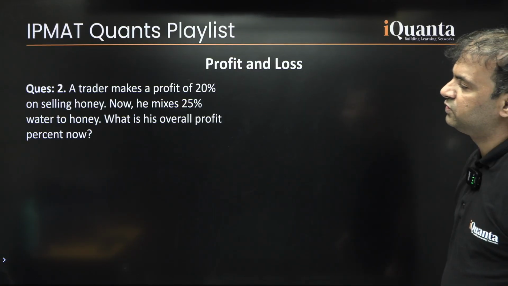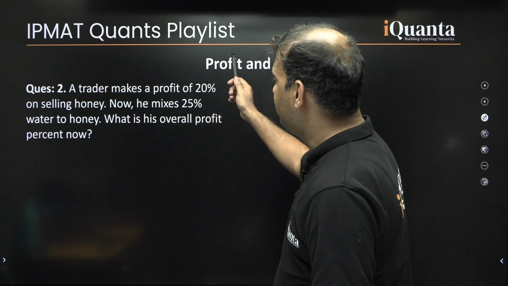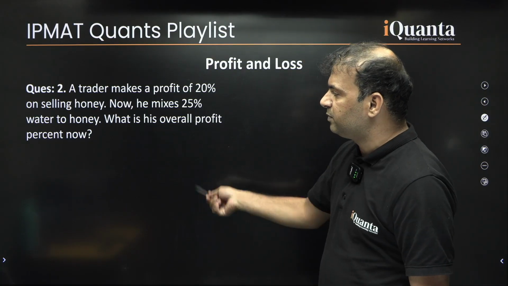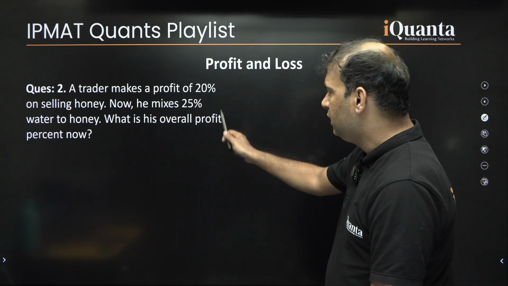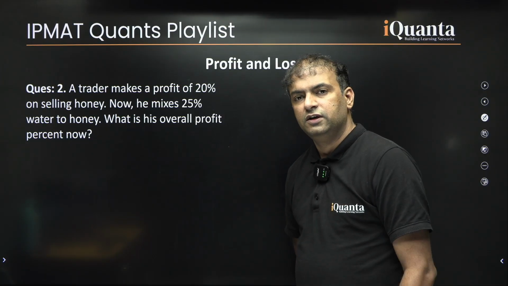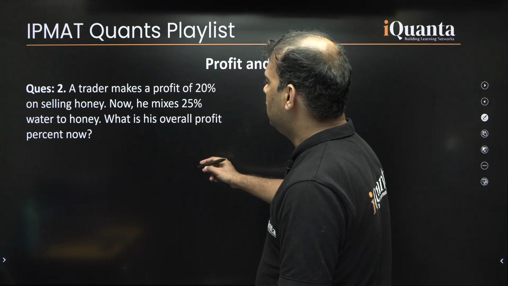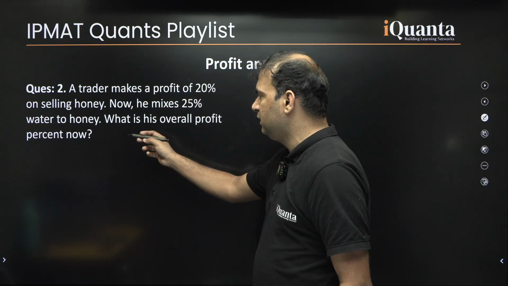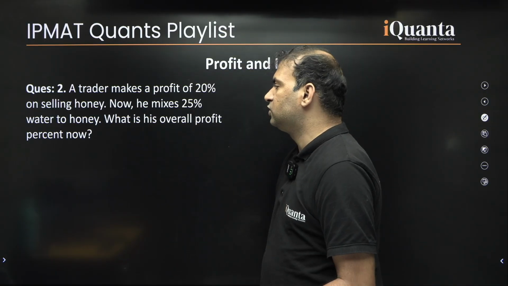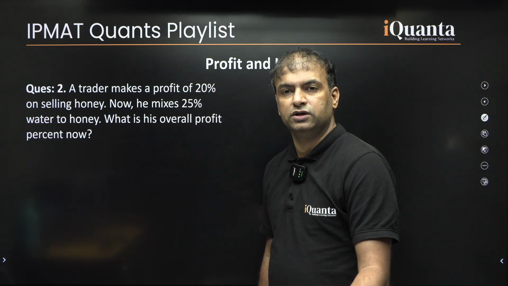The next problem says a trader makes a profit of 20% on selling honey. Now he mixes 25% water to the honey as well. Now we have to find out his overall profit percentage. So originally he makes some profit, but now he is also mixing water to the honey. We have to find the overall profit percentage for the shopkeeper.